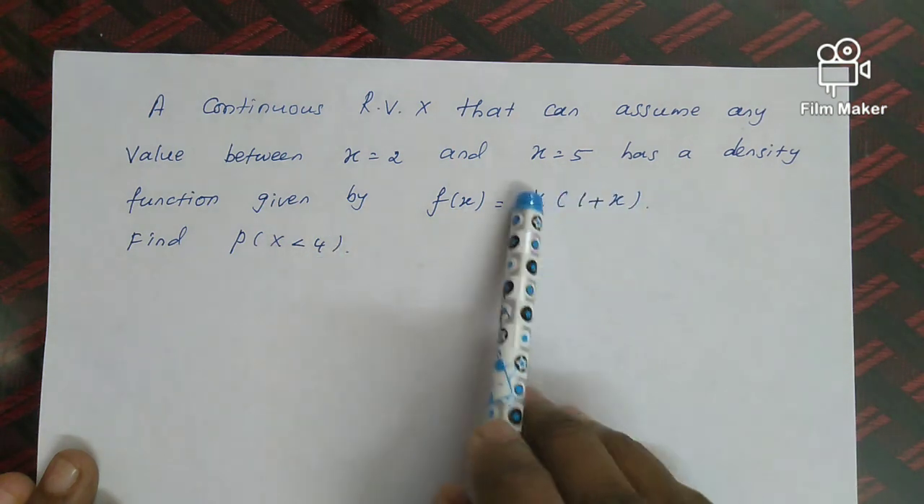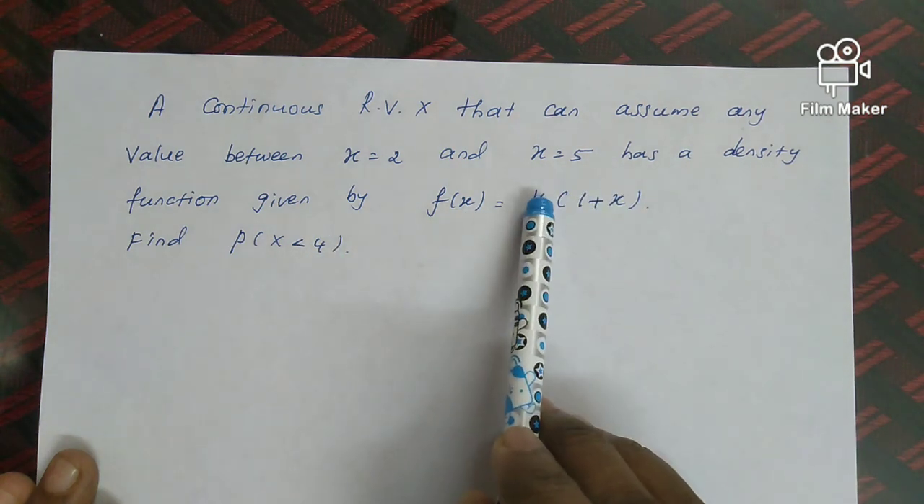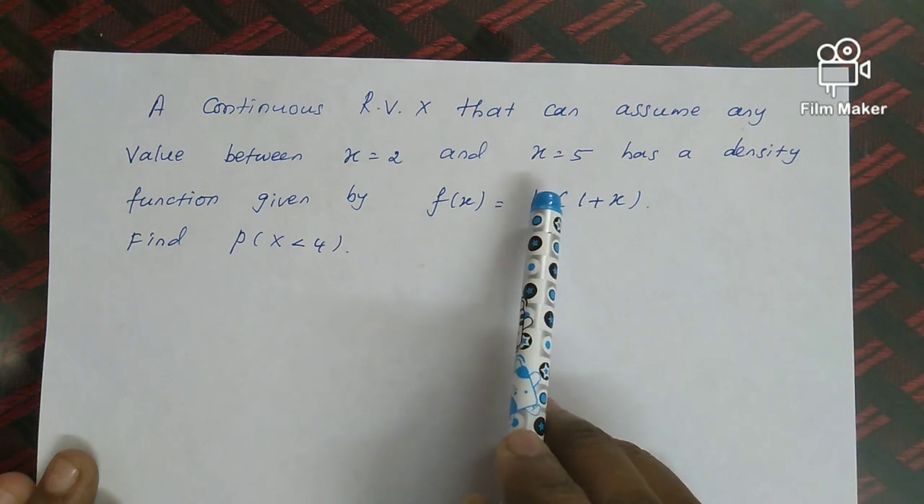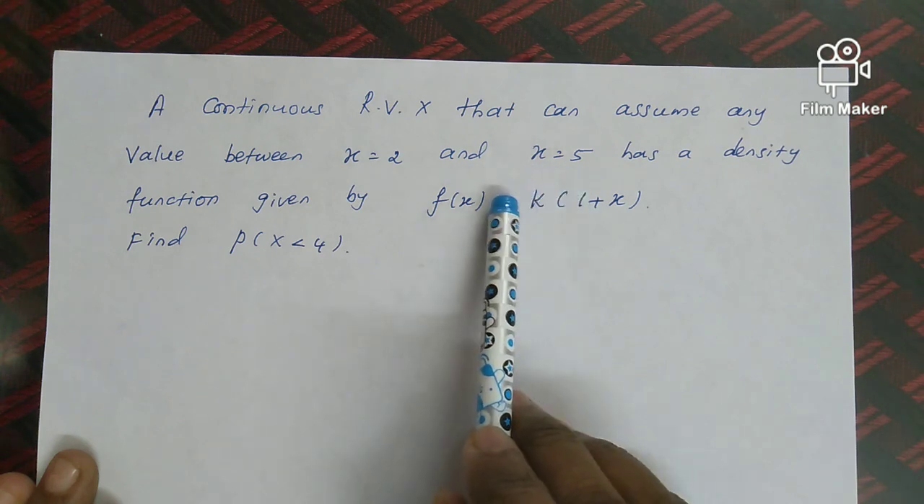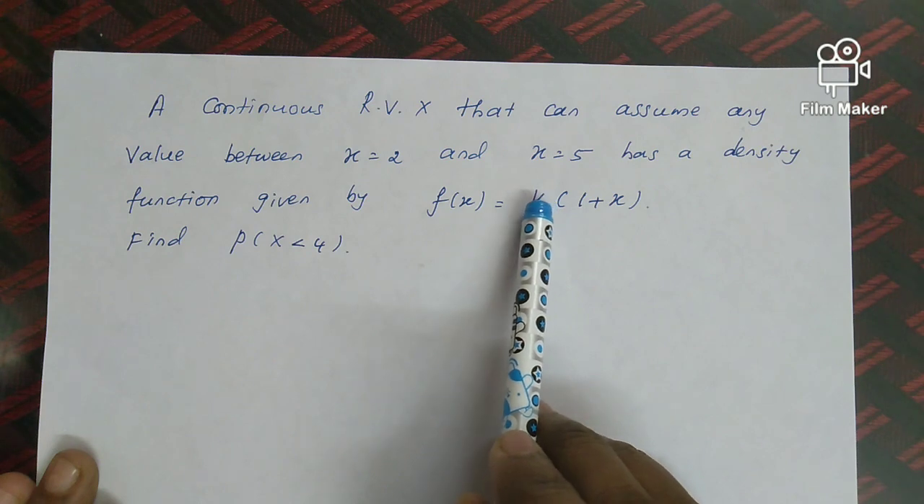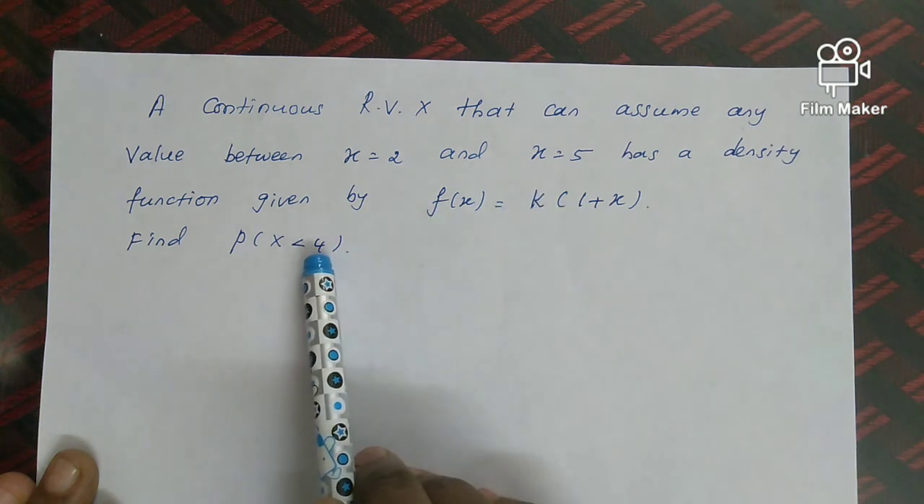In the density function, one unknown value k is there. So, first we are going to find the value of k, and going back to f of x, substituting the k, then only we are going to find p of x less than 4.